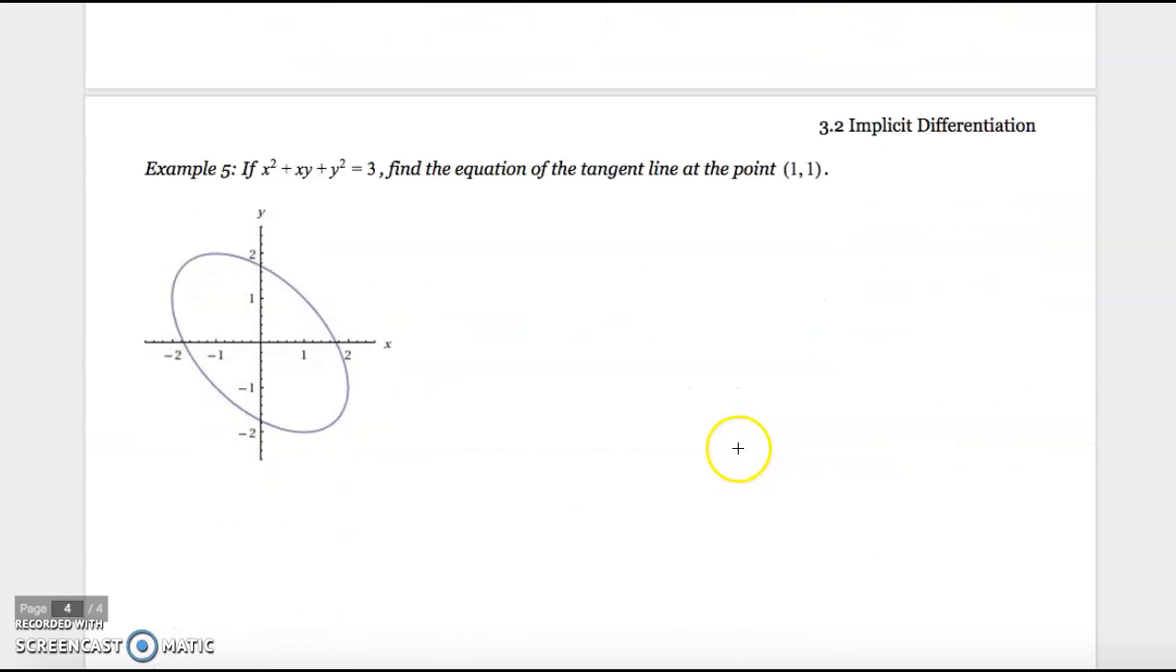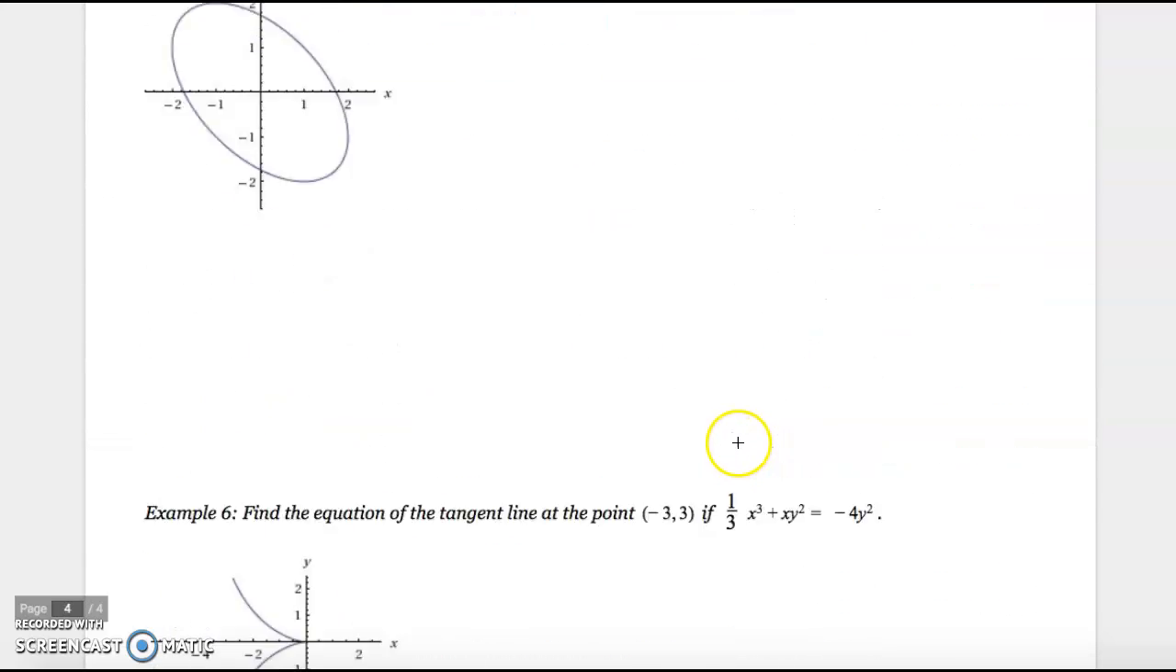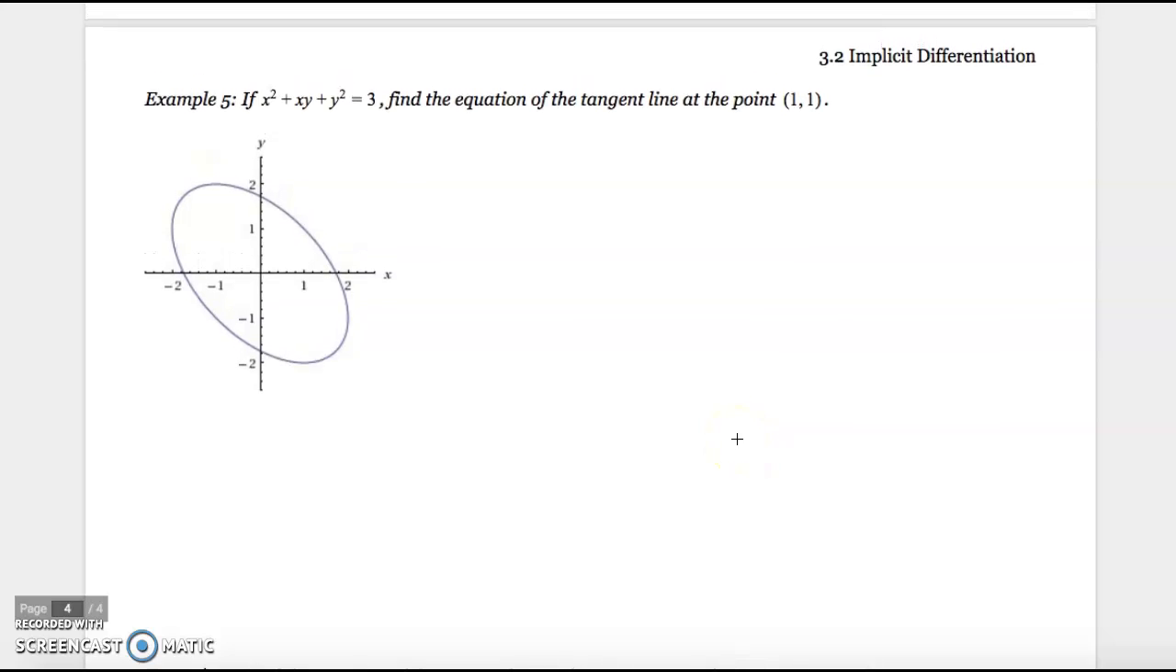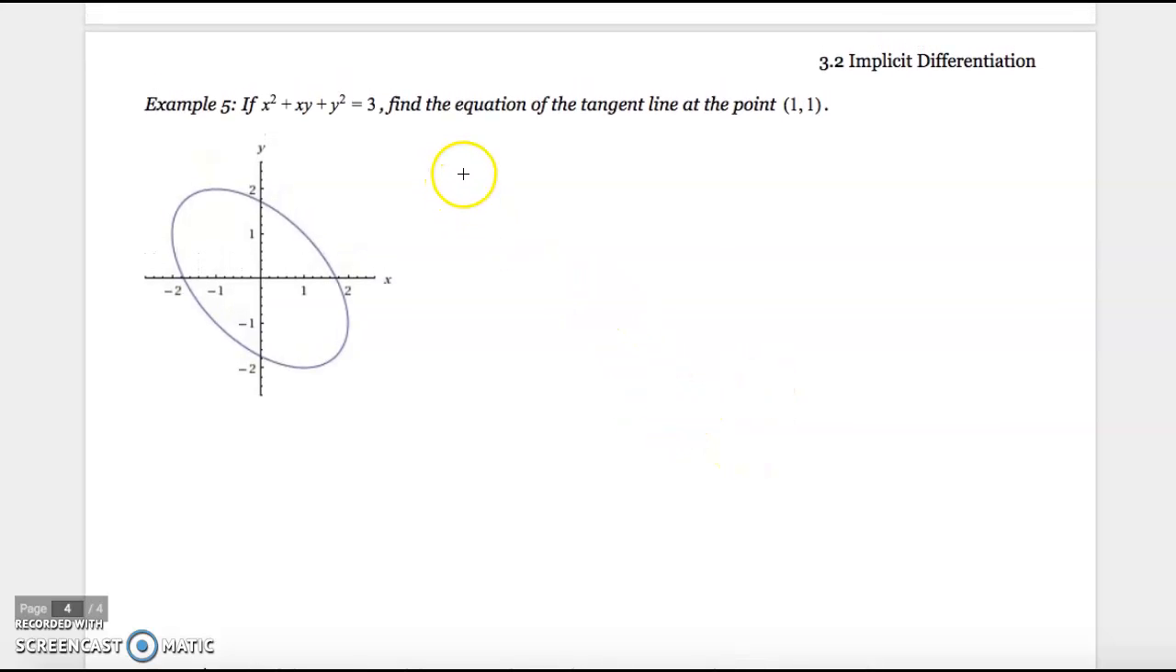All right, let's try. I think I got 2 more examples. In this example, this is the one I started with, right? My x squared plus xy plus y squared equals 3, the equation of my ellipse. I'm going to go ahead and find the derivative of that. Actually, you know what I'm going to find? Equation of the tangent line.